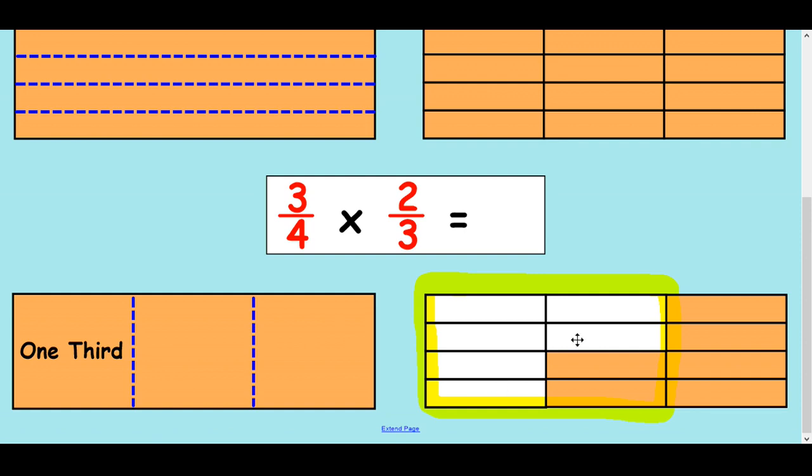Now what have I got? Well, I've got 1, 2, 3, 4, 5, 6 white bits out of a total of 1, 2, 3, 4, 5, 6, 7, 8, 9, 10, 11, 12. I've got 6 out of 12. Now you could simplify that to a half, couldn't you? Because if you've got this white bit here, 6, and then another 6 on the other side of the brown bits, that's half, isn't it? So this worked with an even more complex example, top times top and bottom times bottom.